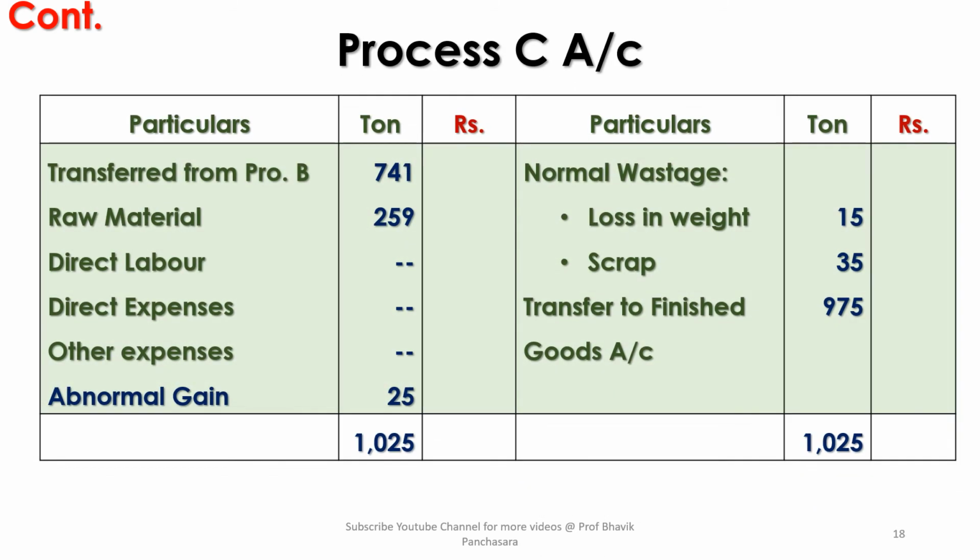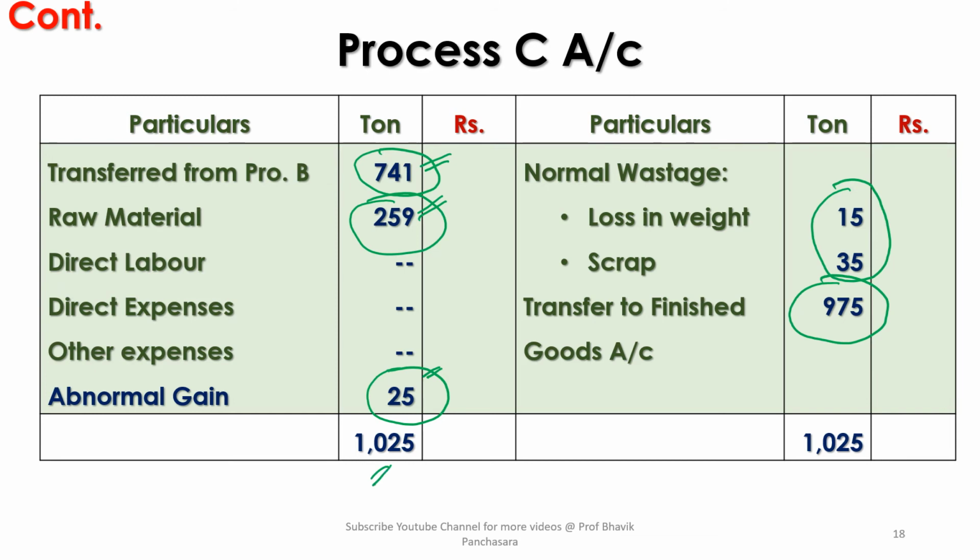Okay, now we are filling the second column, that is of material in ton. So here we have transferred 741 ton from B, then 259 ton we have introduced in this process, and as per calculation there is an abnormal gain of 25 ton. Whereas on the credit side we will show loss in weight 15 ton and scrap 35 ton, and transfer to finished goods is 975 ton. Now we will make the total of this material column on both sides. So here we will receive the same total on both sides, 1025 ton.